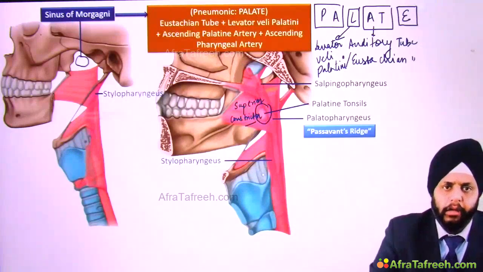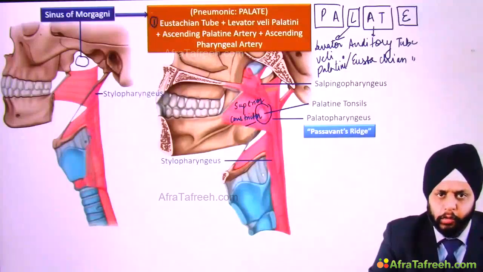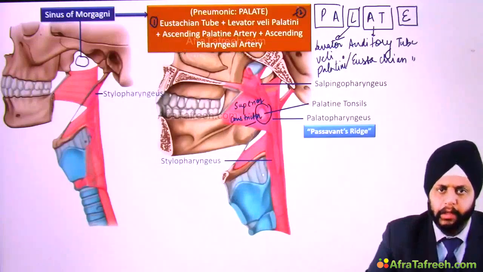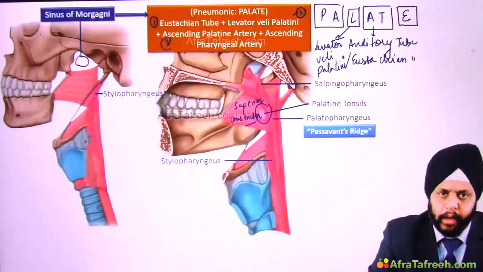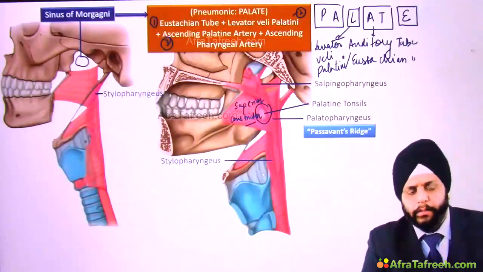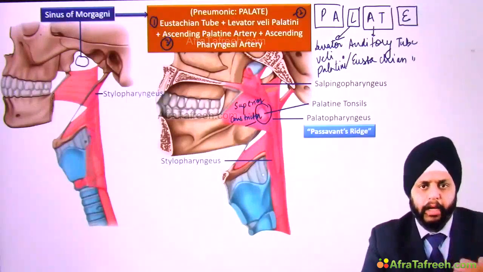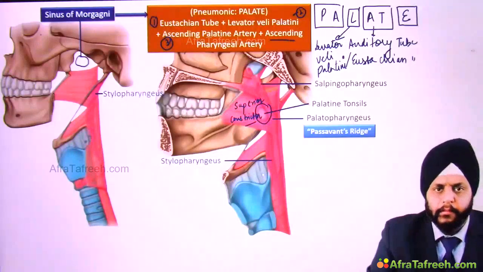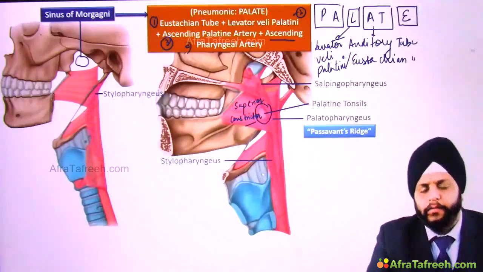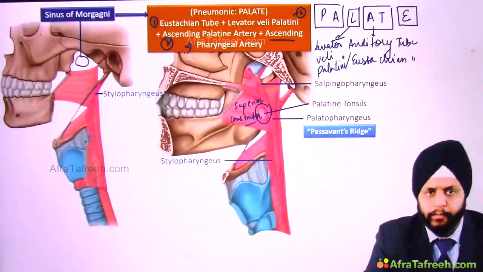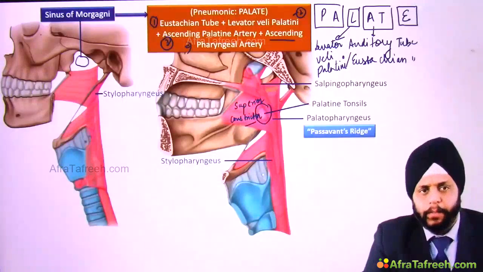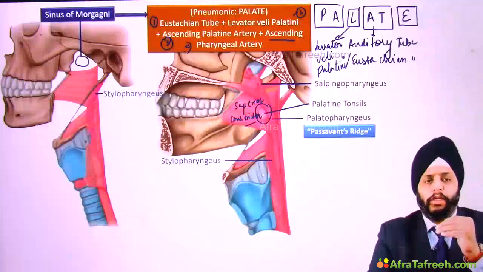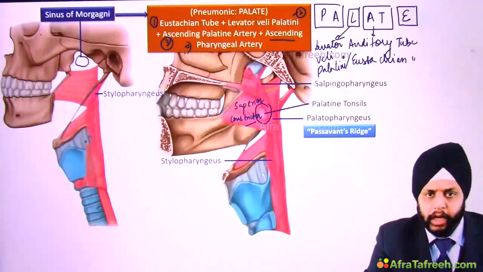So let's look over here. We have number 1, the eustachian tube, also known as auditory tube. Number 2, we have the levator veli palatini muscle. Number 3, we have the ascending palatine artery. Very easy to remember, palatine artery, the mnemonic is PALATE. And number 4, we may also have sometimes the passage of the ascending pharyngeal artery through the sinus of Morgagni. So these are the structures that pass above the superior constrictor. Okay, you can see between the superior border of the superior constrictor and the skull base, we have this anatomical gap.